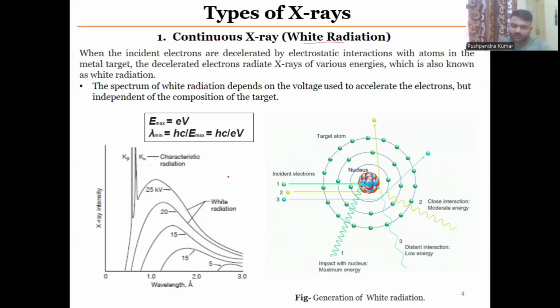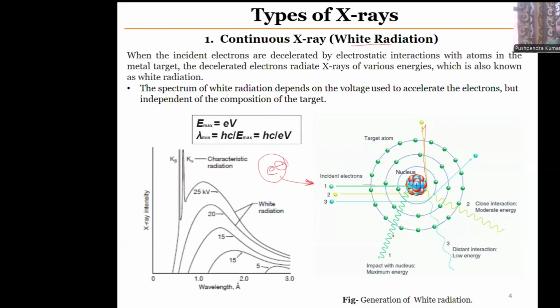Since the electrons are highly energetic, they are heated on the metal target. If we consider three different electrons having different kinetic energies, the first electron, a fast moving, very high kinetic energy electron, can hit directly at the nucleus of an atom of the metal target and change its direction and velocity. Then it releases high energy radiation in the form of X-rays. So its energy will be high and the wavelength will be less.